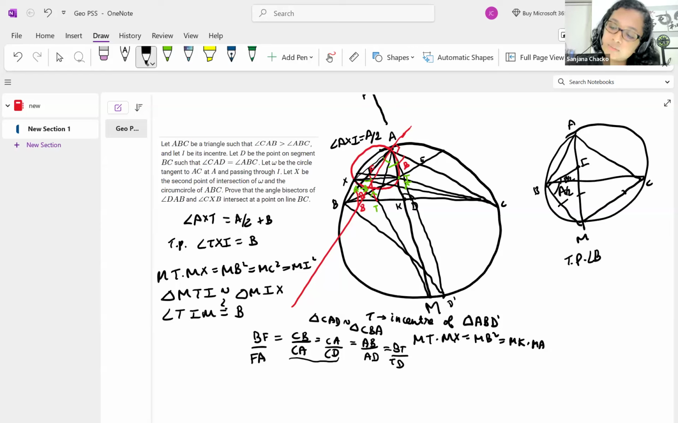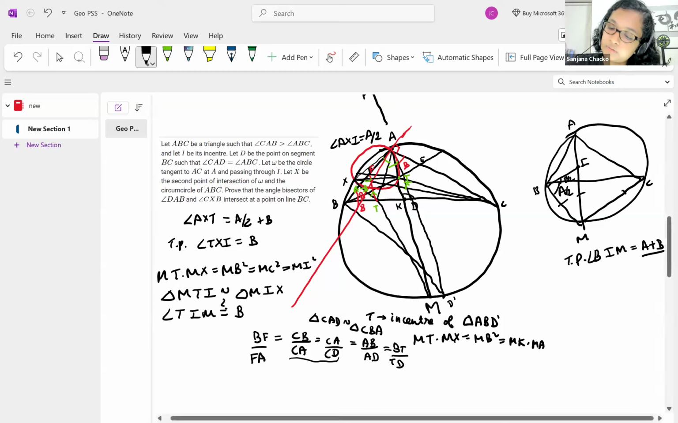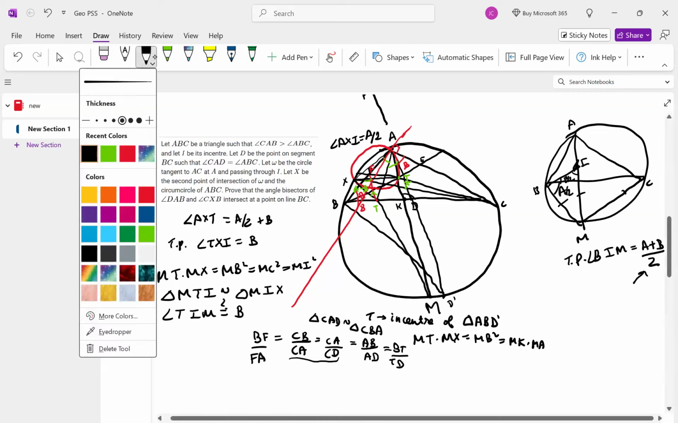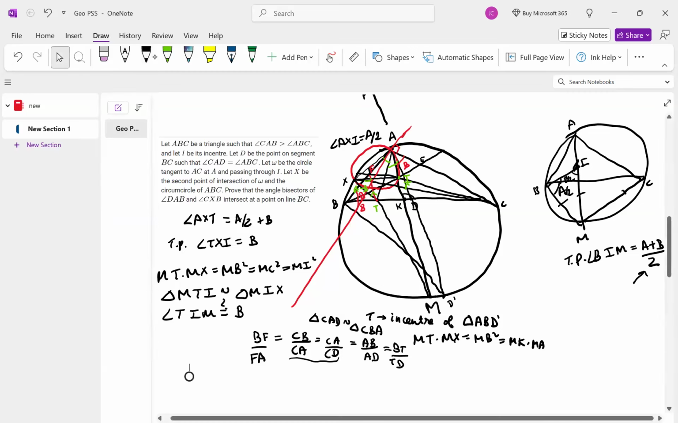Oh yeah, A by 2. Good. Okay. So you want to show that angle BIM is also equal to A plus B by 2. And you know this is 90 plus C by 2, right? AIB is 90 plus C by 2. So this should be equal to 90 minus C by 2, which is equal to this. So we know that angle BFT is equal to A minus B, or am I wrong? BFT is A minus B, that is correct.